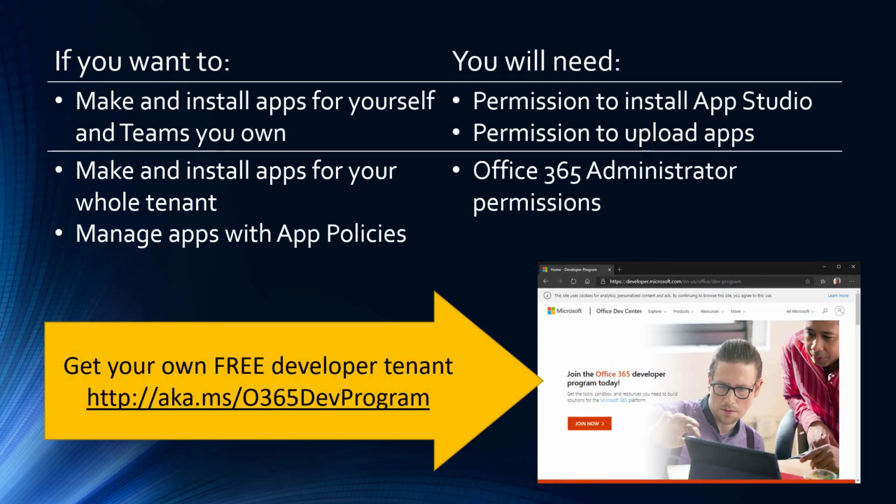Now, if you want to do the things I'm showing in this video, you need to have certain permissions. At a minimum, you need the permission to upload apps. That will allow you to make and install apps for yourself and for teams that you own. This is a tenant setting, and you need to be a tenant admin to change it, and it's off by default. But if you can get your admin to turn it on, then you'll be able to do things right in your regular tenant. You also will probably want to have permission to install App Studio, which I'm going to show how to use. Makes it a lot easier to write the apps.